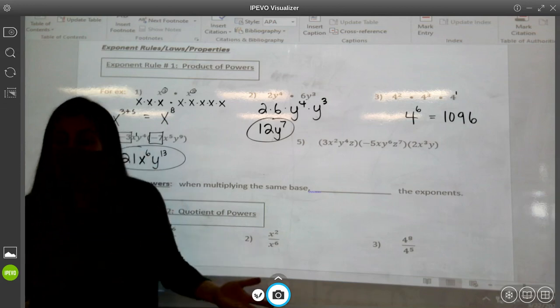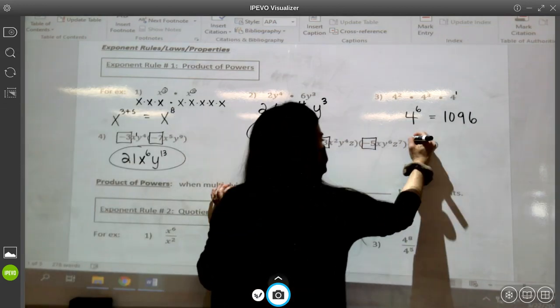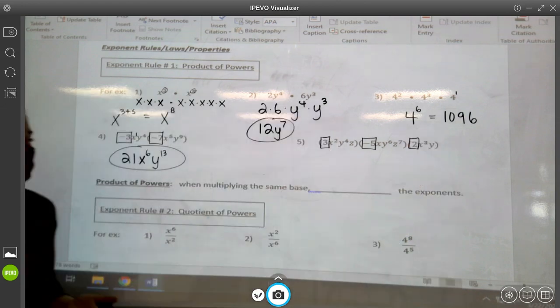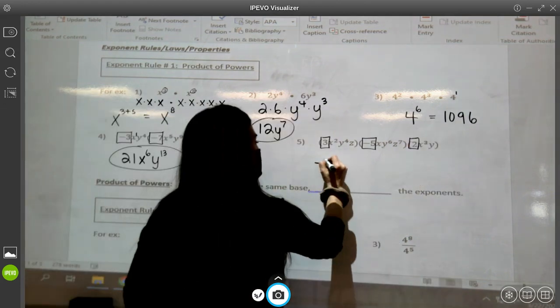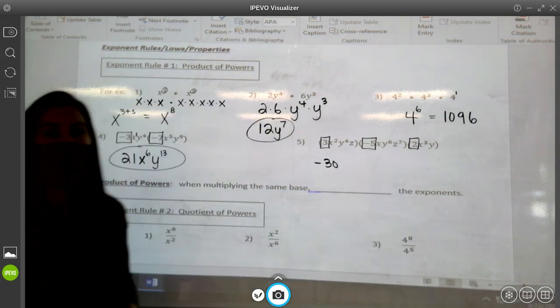So let's multiply in any order that we want. Let's multiply our numbers, which are 3, -5, and 2. Let's multiply them together, get -30. Right? 3 times -5 is -15, times 2, -30.